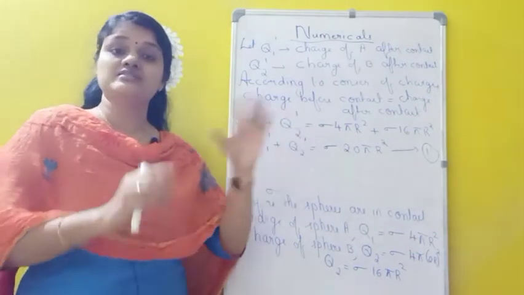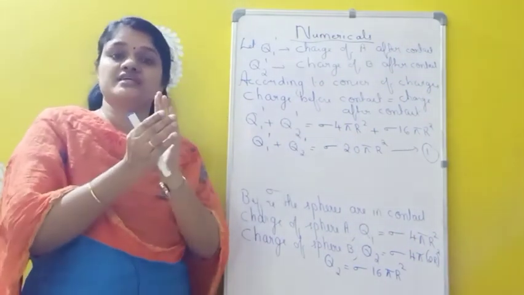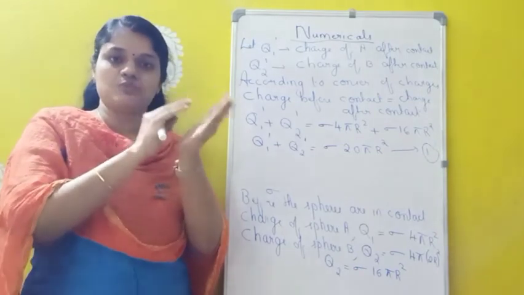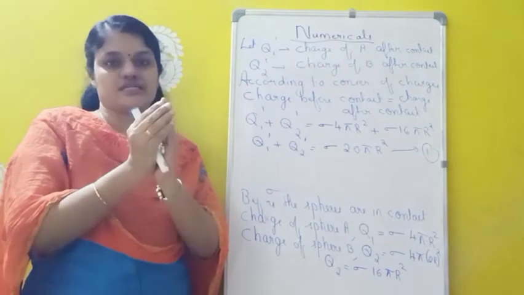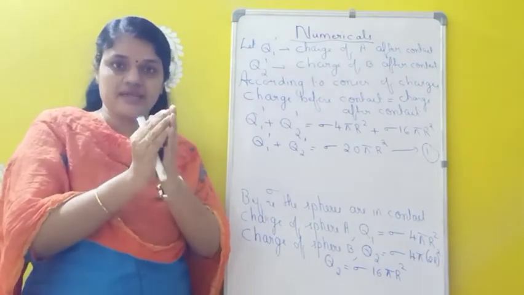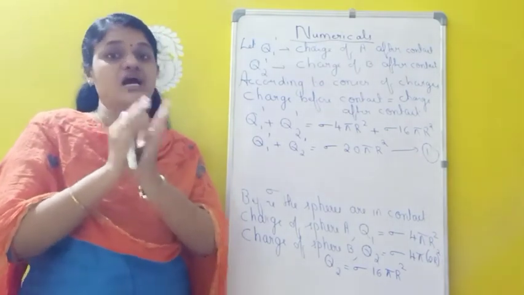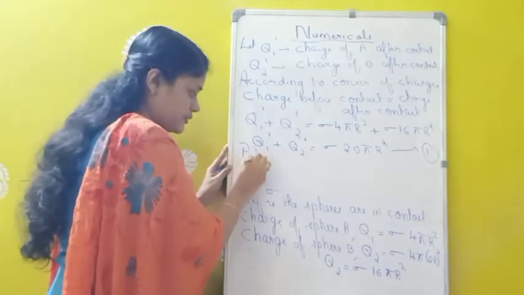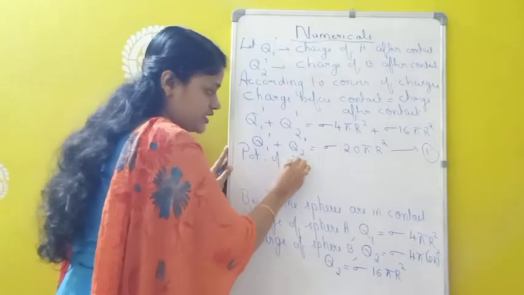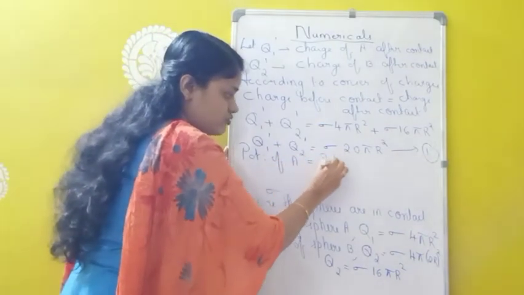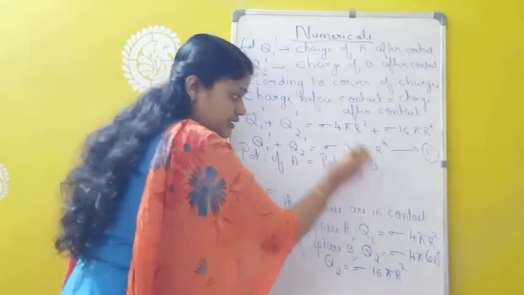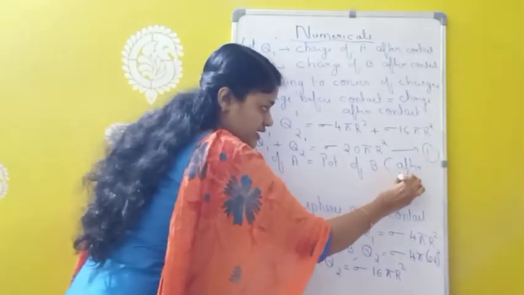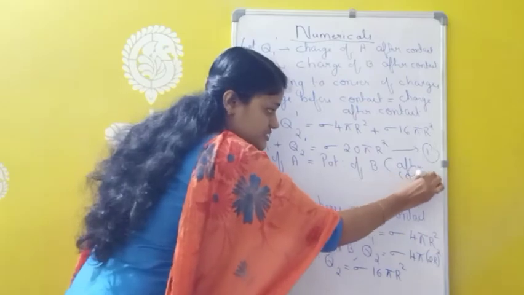When these spheres are in contact, both the spheres have the same potential. So whenever both the spheres are in contact, the potential of both is the same. So the potential of sphere A equals the potential of sphere B after contact.